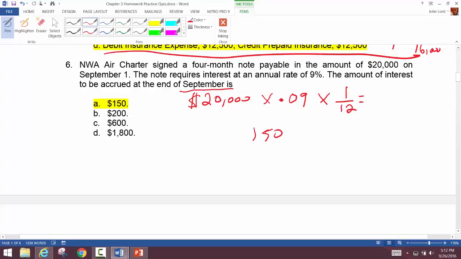You get 150? Okay, good. What if the problem said they wanted us to do this at December 31st? What if they wanted me to calculate the interest for the 4 months of December 31st? How'd you get that? Did you count on your fingers? Always count on your fingers for these questions, guys. All of September, all of October, all of November, all of December.